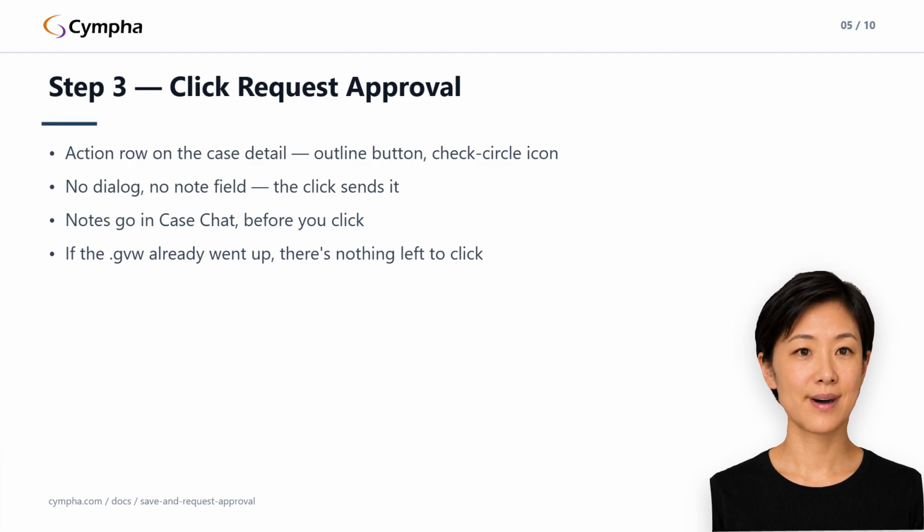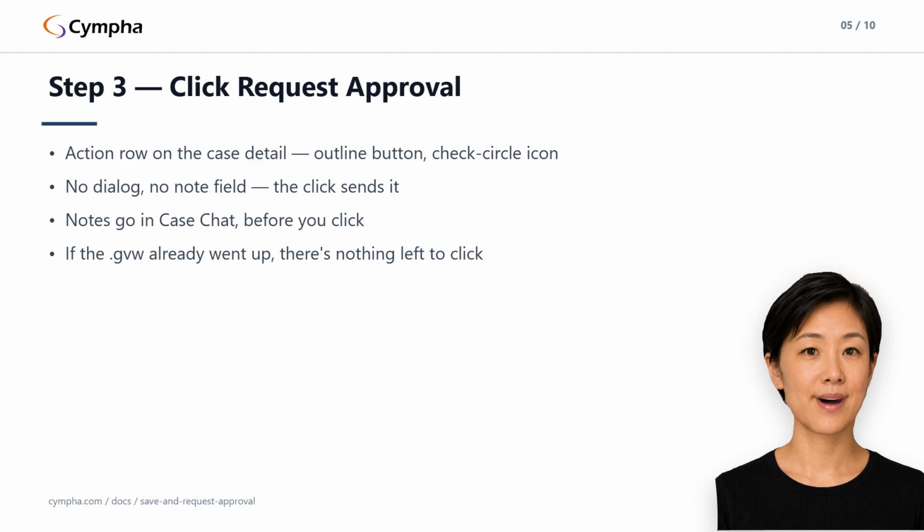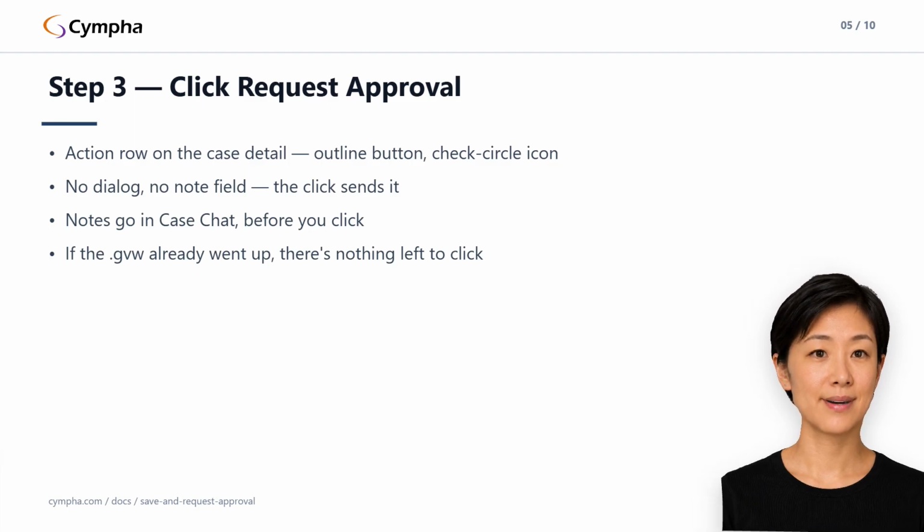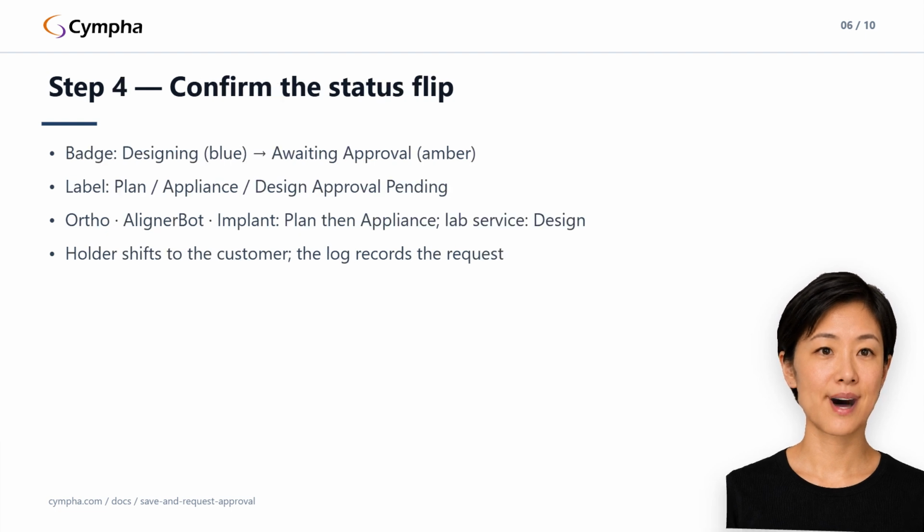The status badge changed from designing, in blue, to awaiting approval, in amber. A system label names the step: plan approval pending, appliance approval pending, or design approval pending, and the steps are fixed per category. Ortho, AlignerBot, and implant cases have two, planned and appliance. Lab service cases, crowns, dentures, generic design, have a single design step.